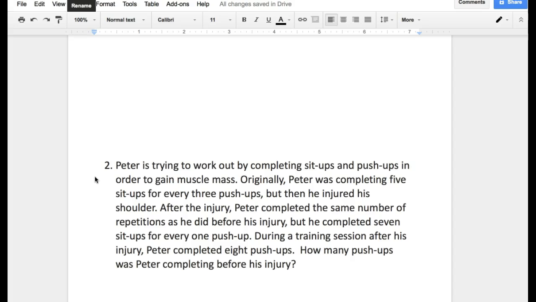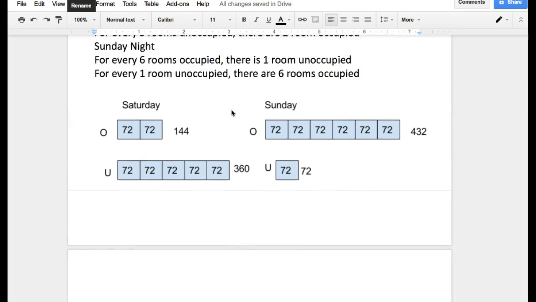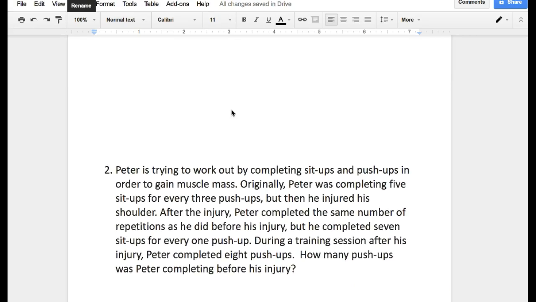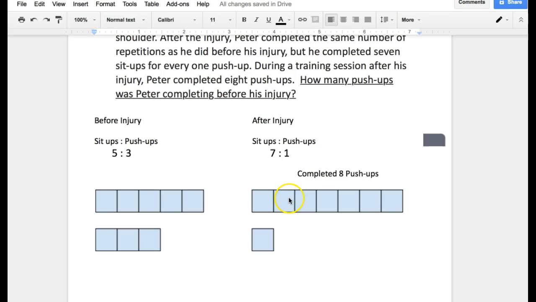So before you do anything else, take a minute to think about what's going on in the problem. And then go ahead and set up some different tape diagrams, perhaps like the ones we did up here that represent the before and after, or perhaps another way. Go ahead and take a minute, try to work it out before you put an answer in, and then put an answer in and we'll see how we did.